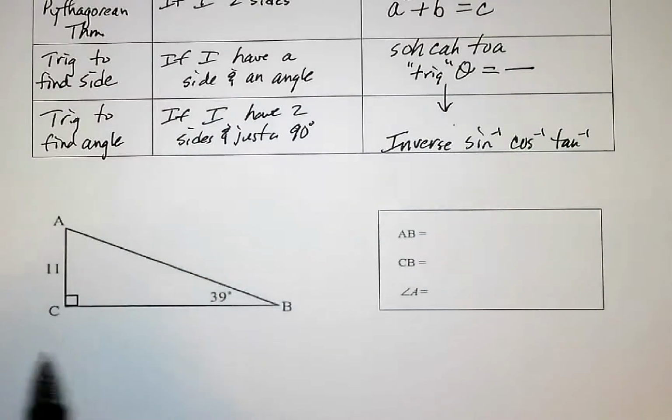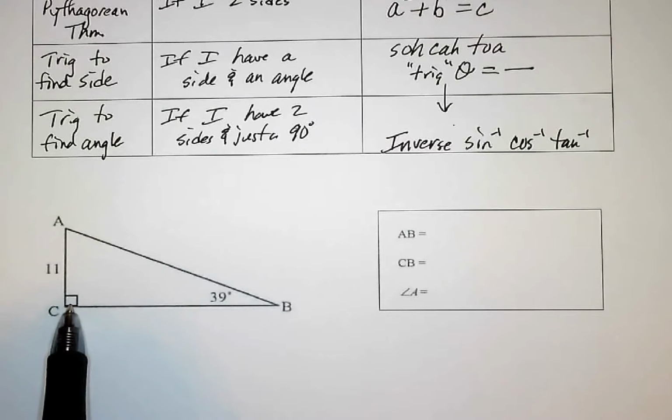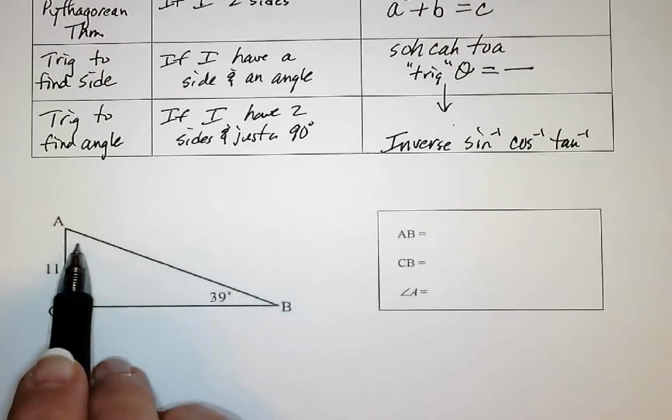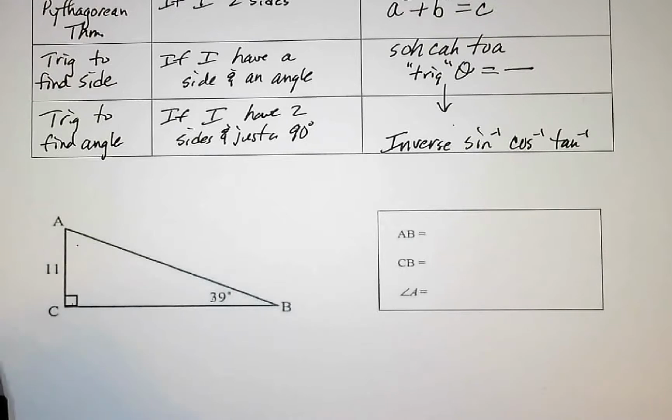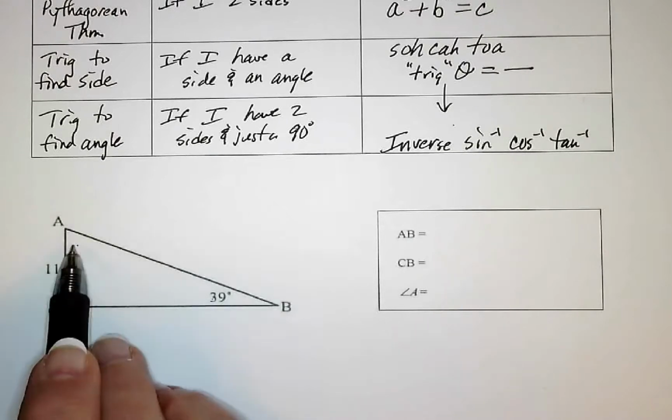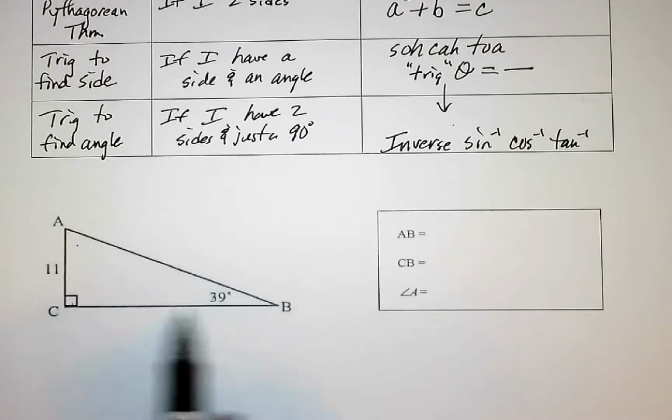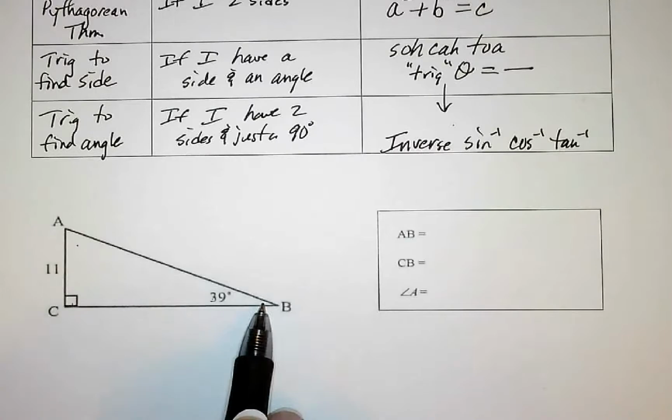Okay? So let's come down here. You can see here I've got triangle ABC. Take a look at what you have. Well, in angles, I have a 90, I have a 39, and one that I don't know yet, and I have one side that's 11. So the 3 things I need to find are angle A, side CB, and side AB.